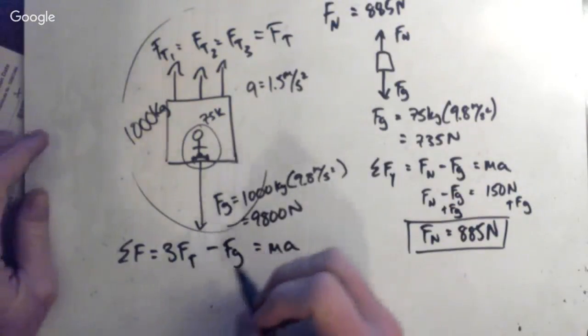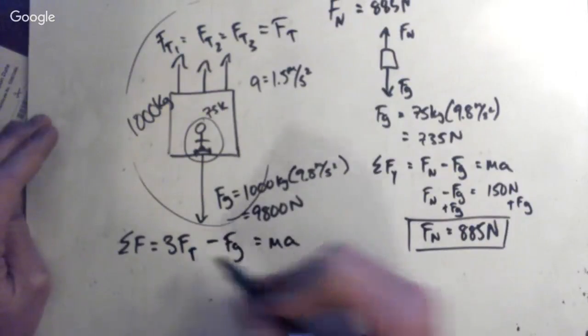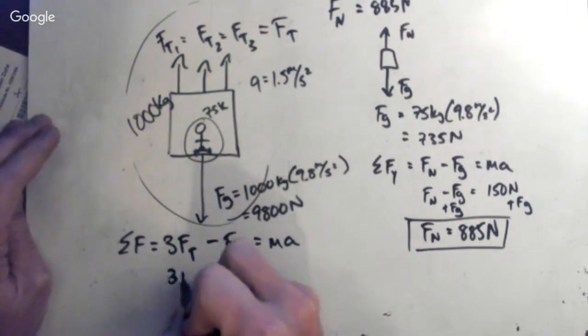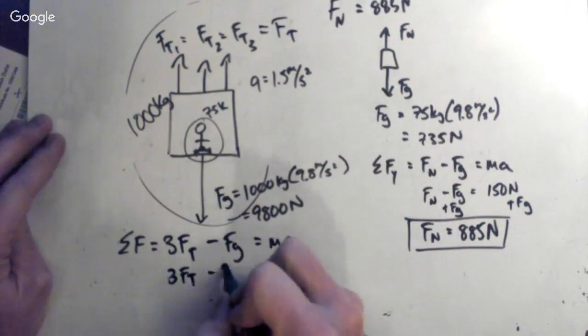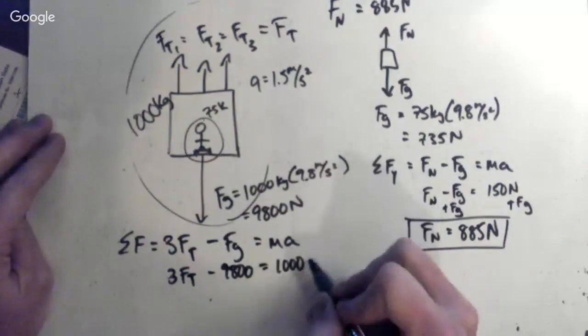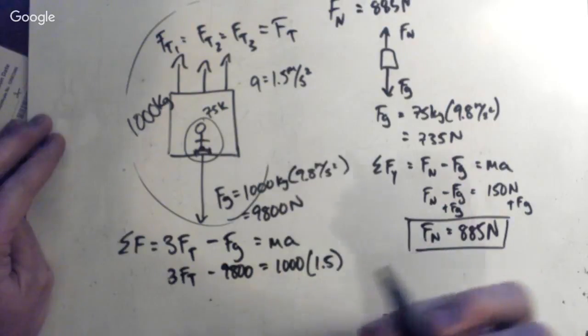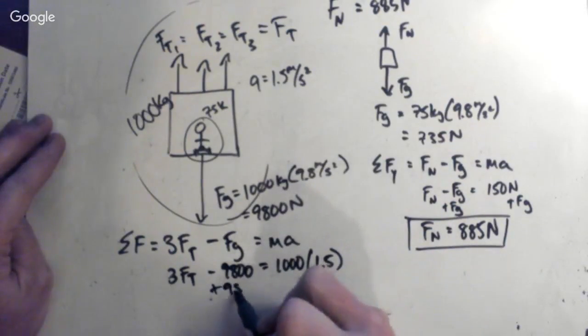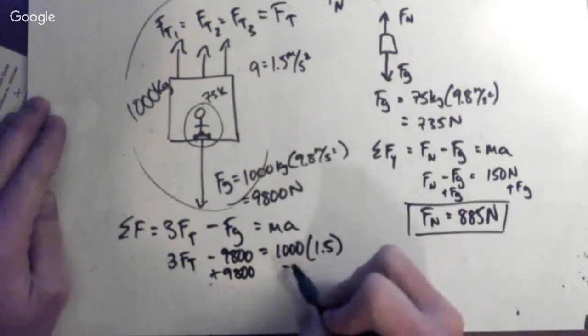So we can plug all that in. 3 times Ft minus 9,800 equals 1,000 times 1.5. You can add 9,800 to both sides.